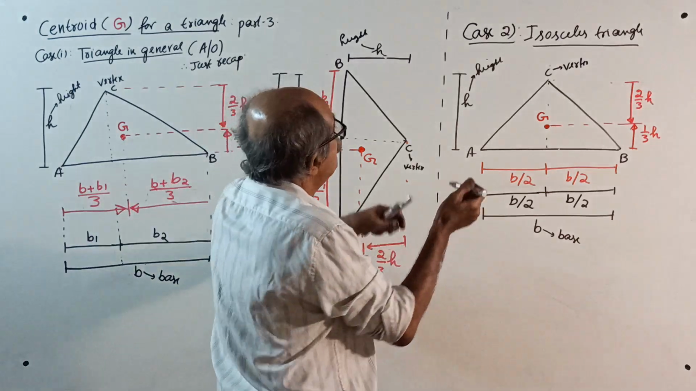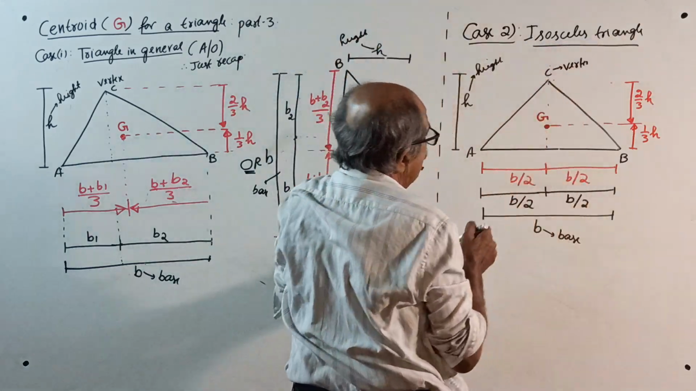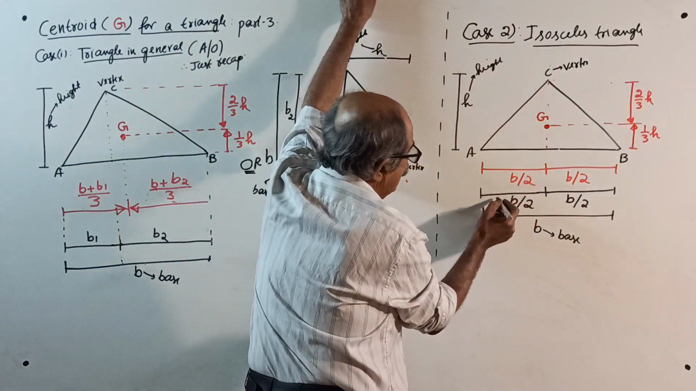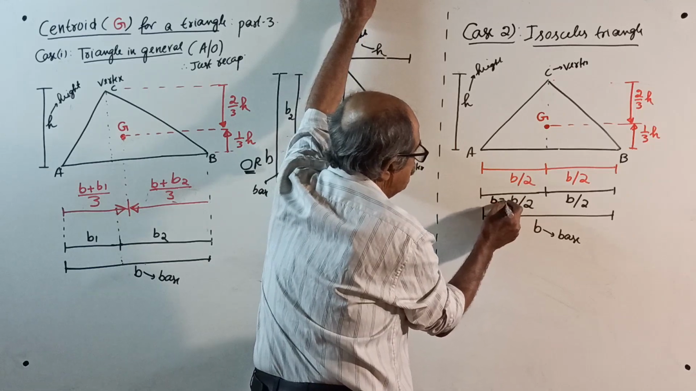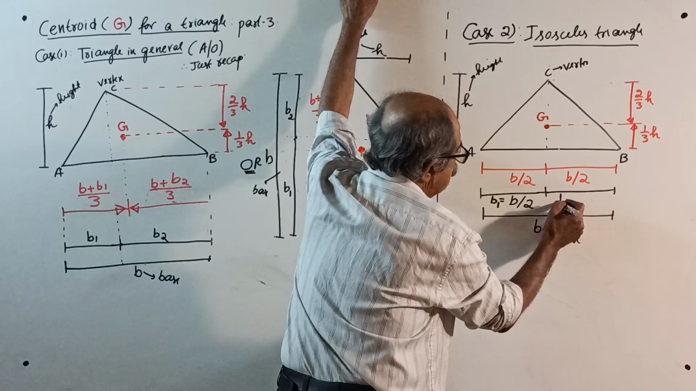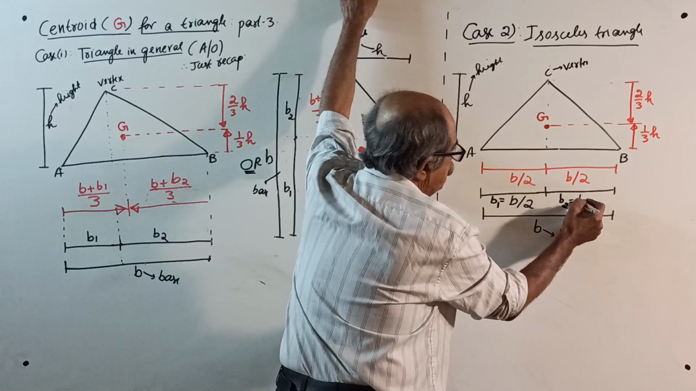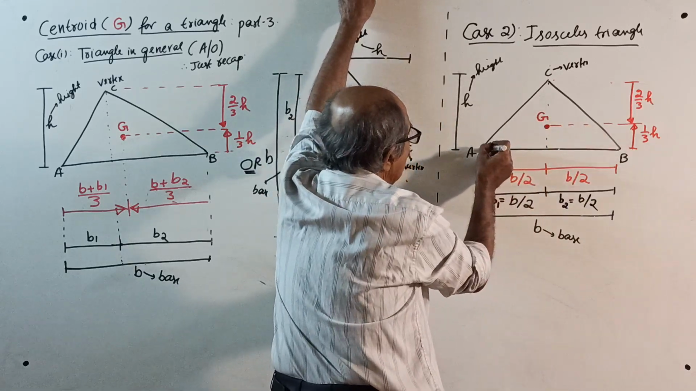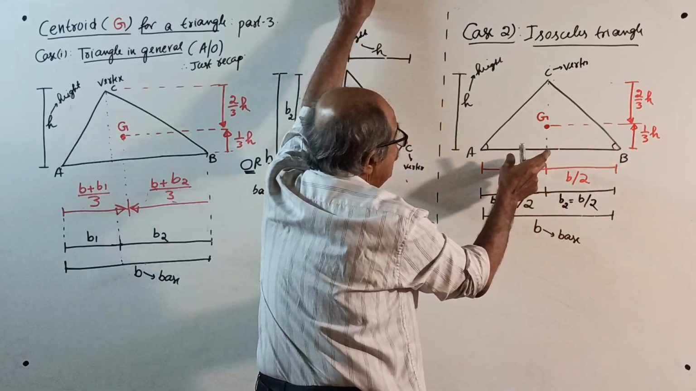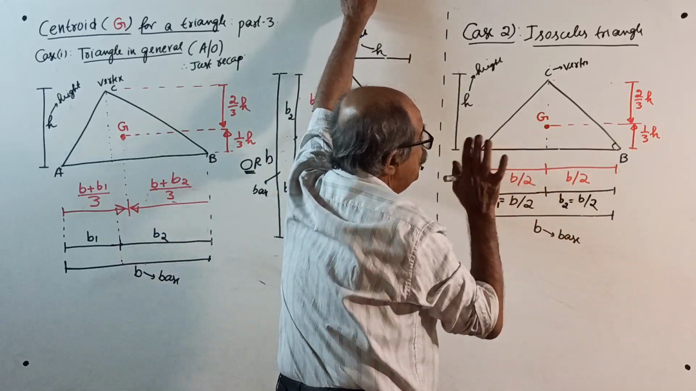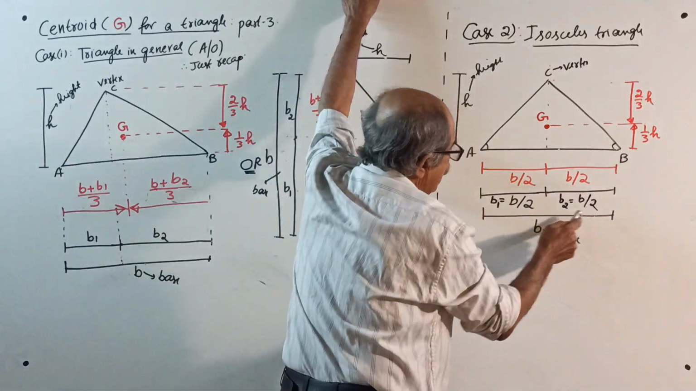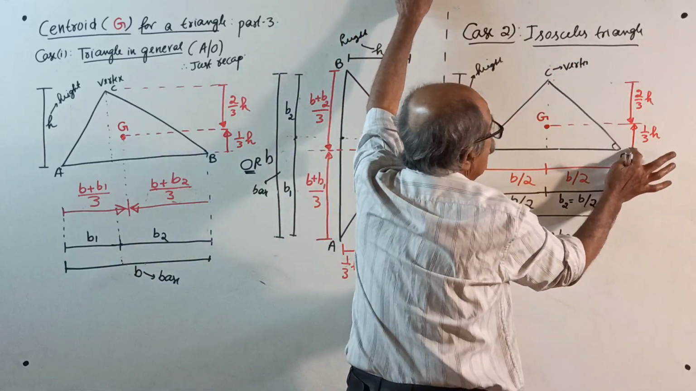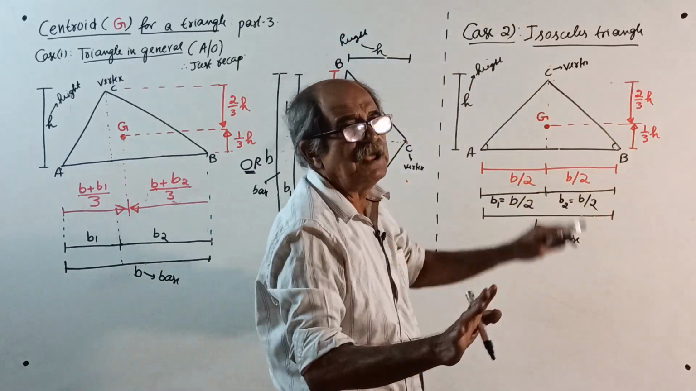Okay, now come to case 2. Isosceles triangle. Remember, in an isosceles triangle, earlier we called this B1 and this B2. Both will be equal to B by 2. Why? Isosceles triangle means this angle is equal to this angle and these two sides are equal. See, full base B, height H, as usual, along the height 1 by 3, 2 by 3. I don't want to waste the time.